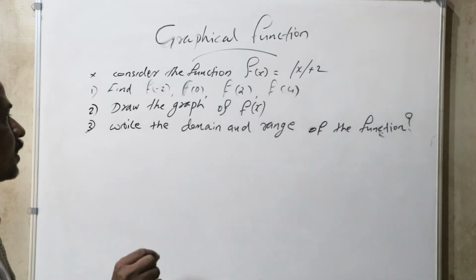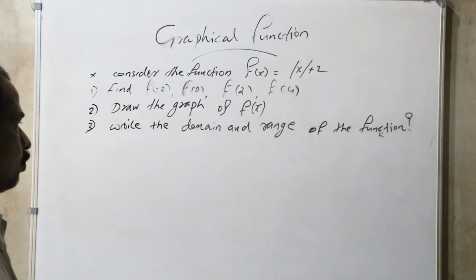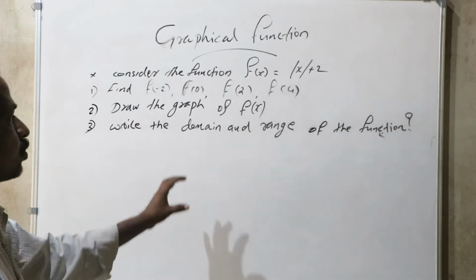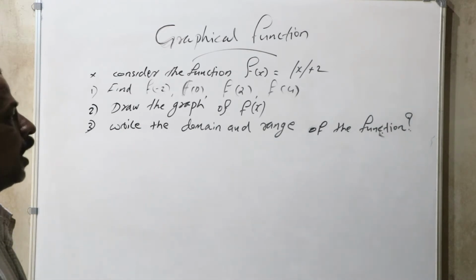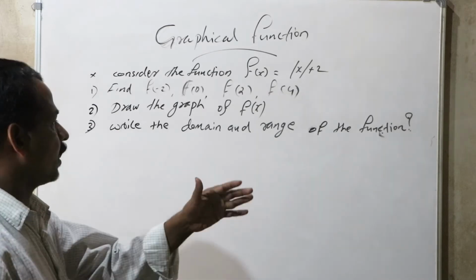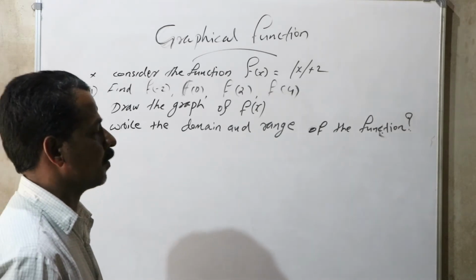Consider the function f of x is equal to mod x plus 2. Find f of minus 2, f of 0, f of 2 and f of 4. Draw the graph of f of x. Write the domain and range of the function.